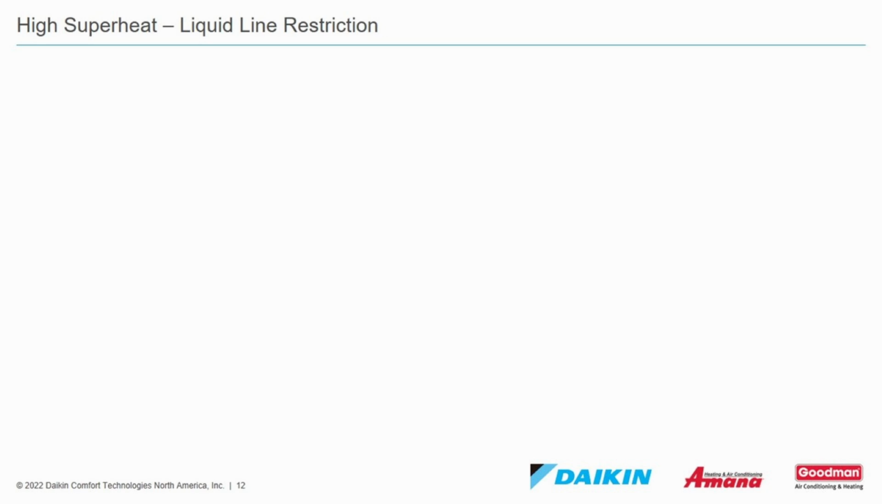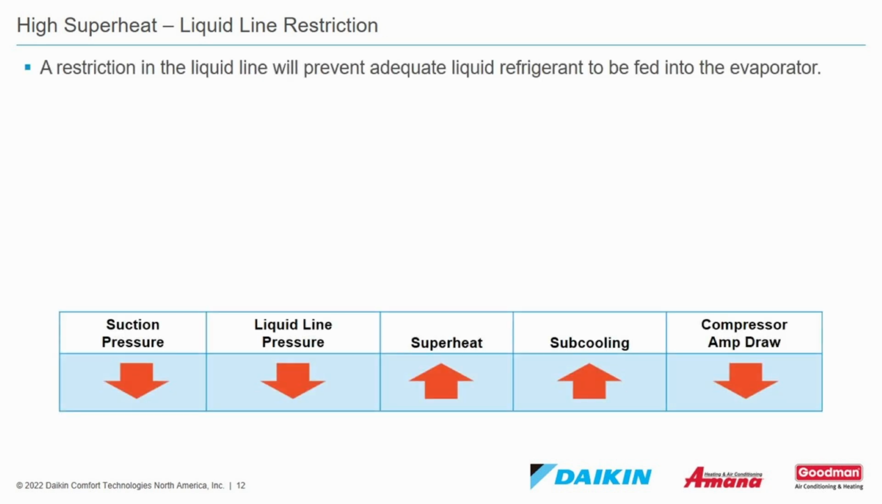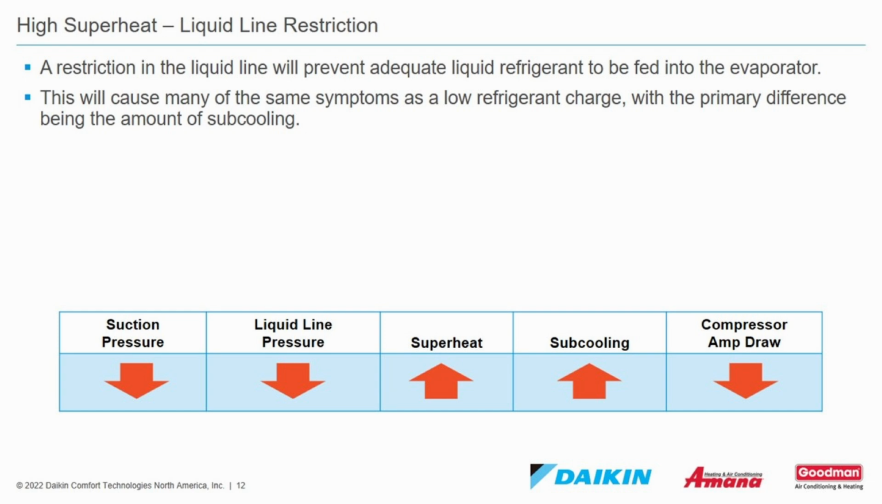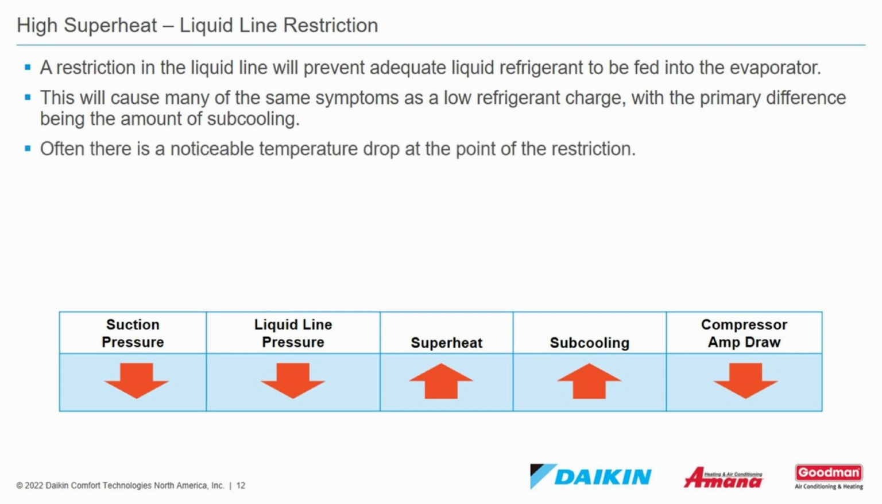High superheat caused by a liquid line restriction. A restriction in the liquid line will prevent adequate liquid refrigerant from being fed to the evaporator. This will cause many of the same symptoms as a low refrigerant charge, with the primary difference being the amount of subcooling. Quite often, you'll see a noticeable temperature drop at the point of the restriction.